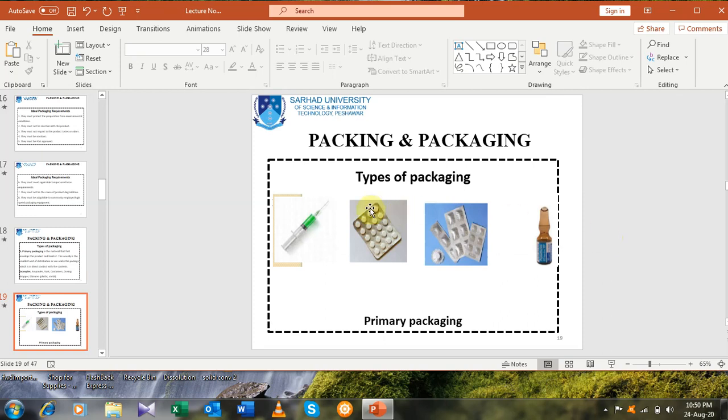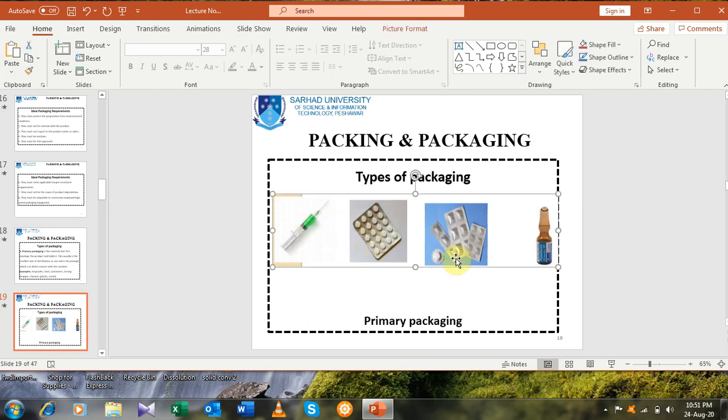These are the types of the packaging which is in direct contact with the contents. You can see on the screen the primary packaging, that is syringe, in which we take the ingredients of the contents of the injectable or vial product, and it is in direct contact with the packaging material provided. That is the first one.